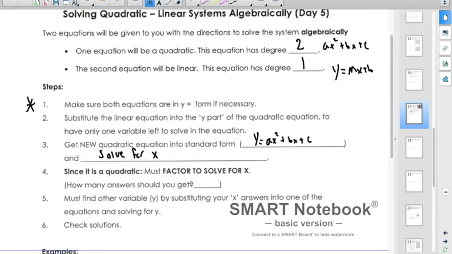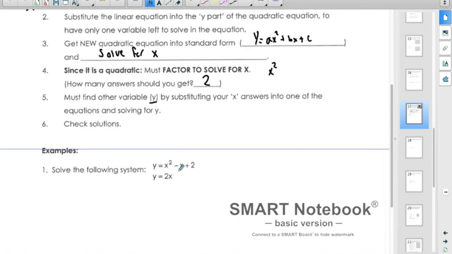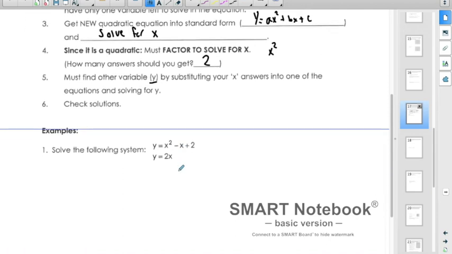So how many answers should you get if you have a quadratic, which is x squared? Hopefully you should get 2 values for x, right? Your plus or minus. Step 5, you got to find the other variable, which would be y, by substituting your x into one of the equations and solving for y. So this is kind of like solving a linear system of equations, except now it's solving a system of equations with a quadratic. Okay, so it's really not all that different from what we did a few units back.